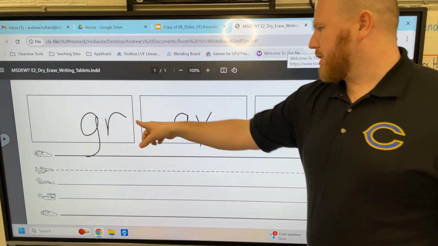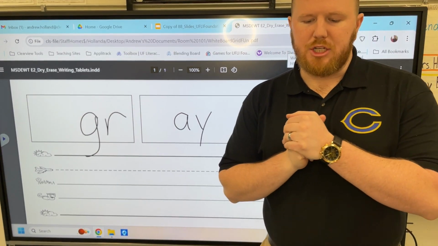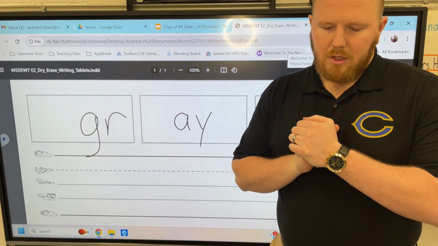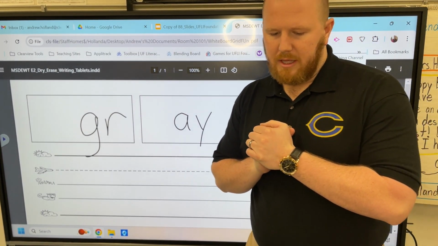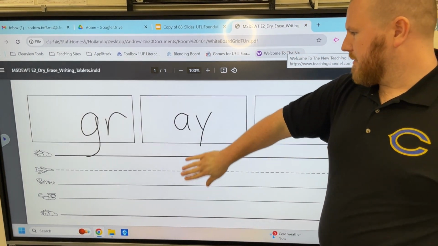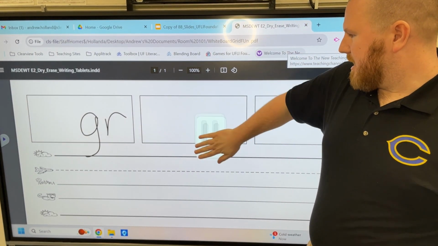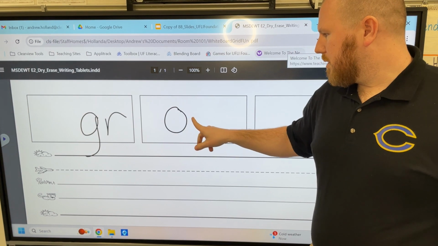Gr. 2-letter blend. Gray. Now we're going to change gray to grow. Ooh, that one's a big one. We're actually changing 2 here. We're changing A to O.